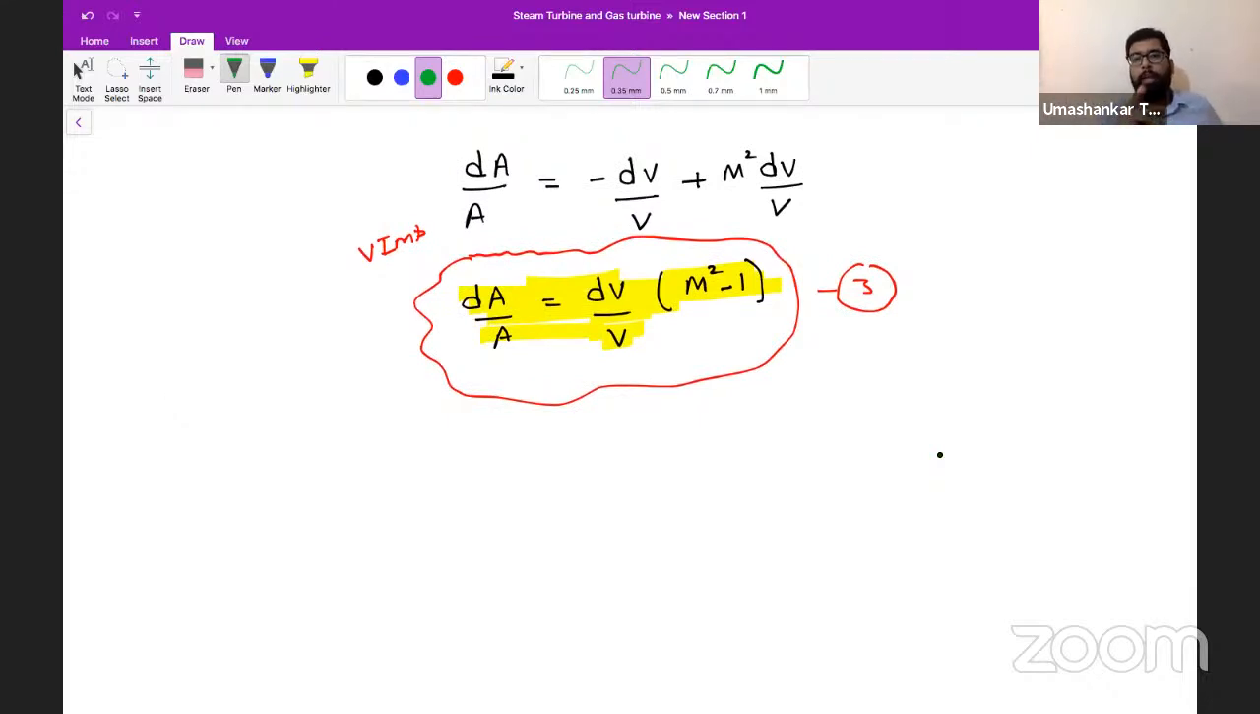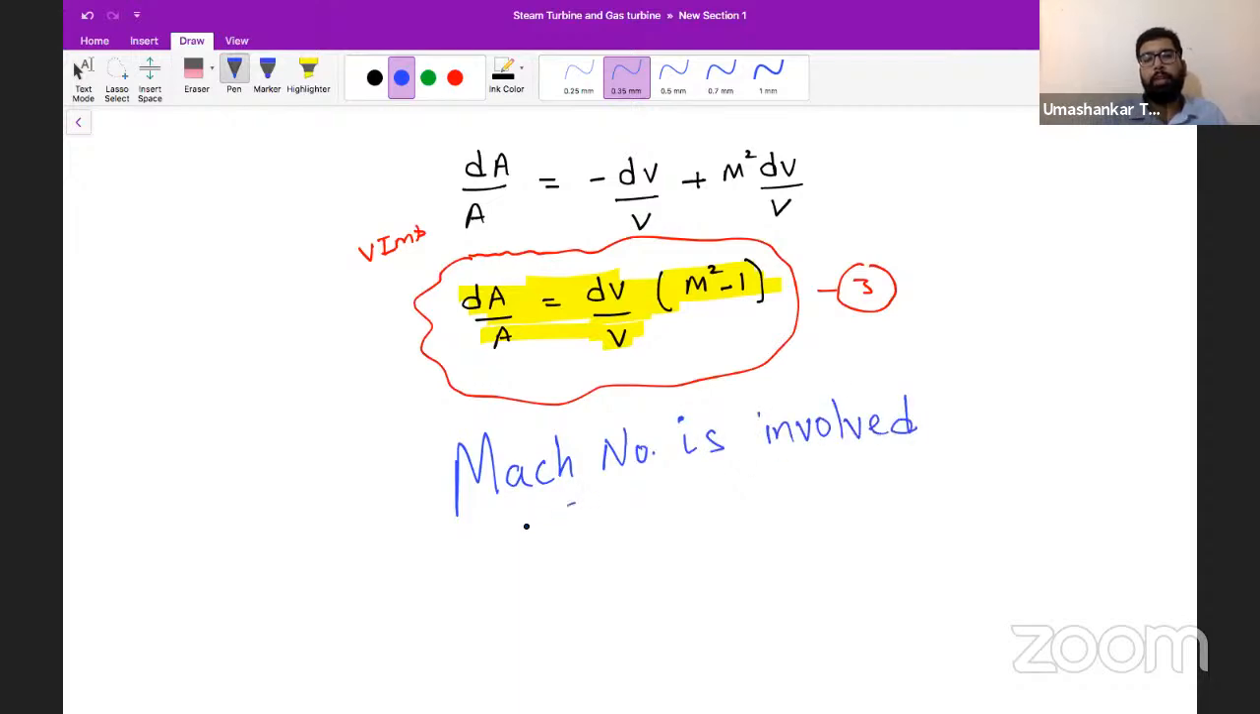But if you see this relation now on your screen, you can't do it in the same way as you have done in case of incompressible flow, because here Mach number is involved. Now you can also understand the significance of Mach number in the design of nozzle. So let us also derive the relation of pressure in it.